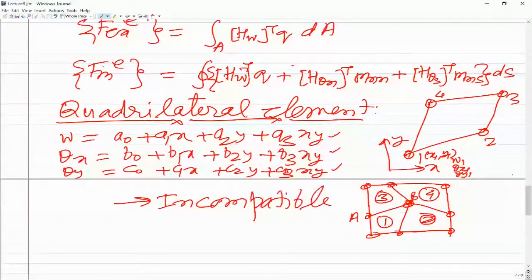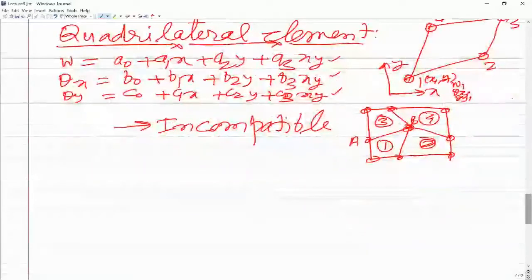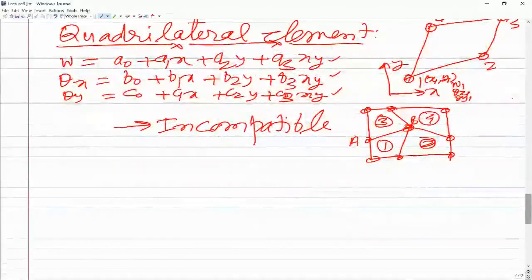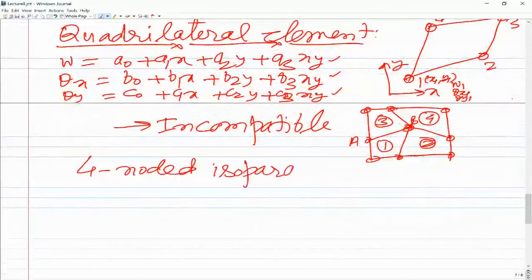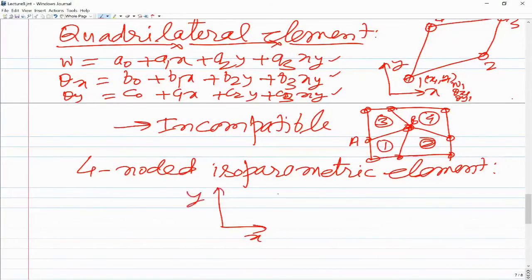So then again to develop the compatible elements, we go for the isoparametric formulation. So we talk of the four noded isoparametric element. So here what you do, as I discussed in the plane stress, plane strain problem, if you remember, in the xy coordinates that element is an arbitrary quadrilateral, and this is mapped to a square in the natural coordinate space.